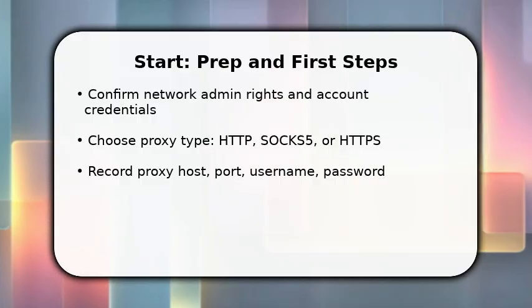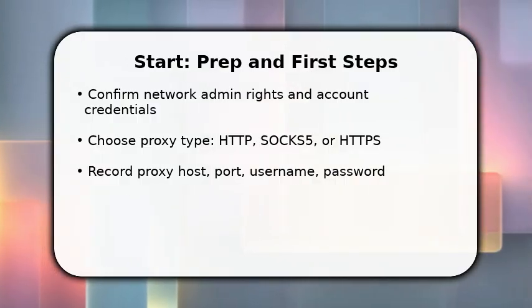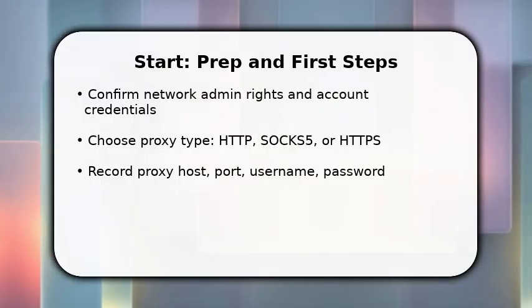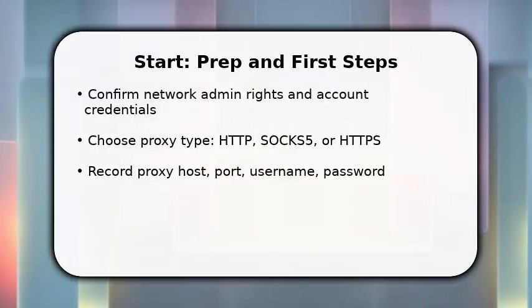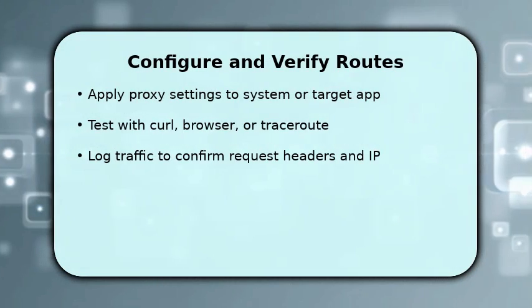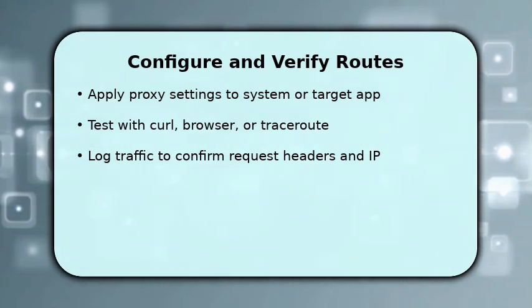Open your device or app's network settings and locate the manual proxy section. Enter host, port, then add credentials if required. Make sure to save and test immediately, because an early test confirms connectivity. Once done with basic entry, you verify routing and leaks.